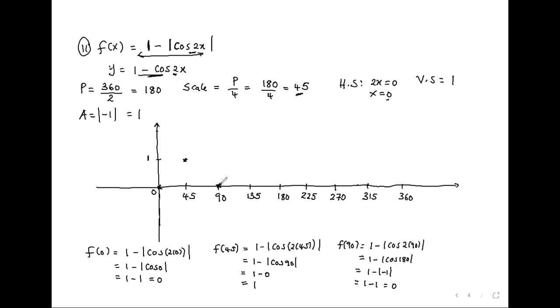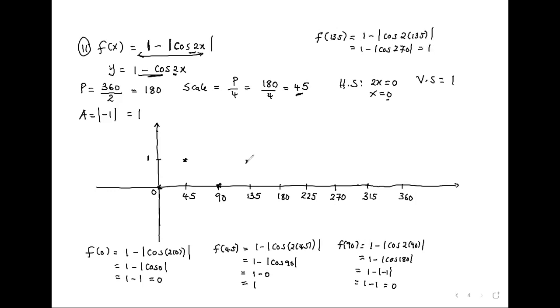Are you seeing that? So this tells us the pattern. Also the absolute, but in case you can't see the pattern, you draw again to the next angle, 135. So you do f of 135. That is 1 minus cos 2 times 135. That's 270. Cos 270 is 0. So we get 1.